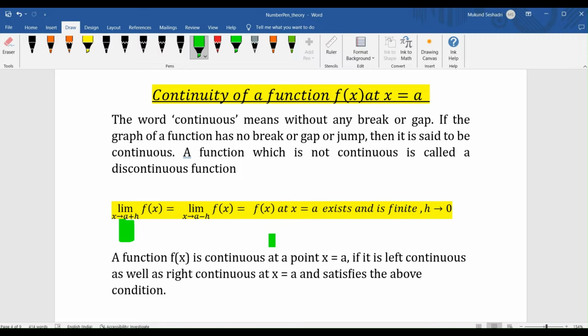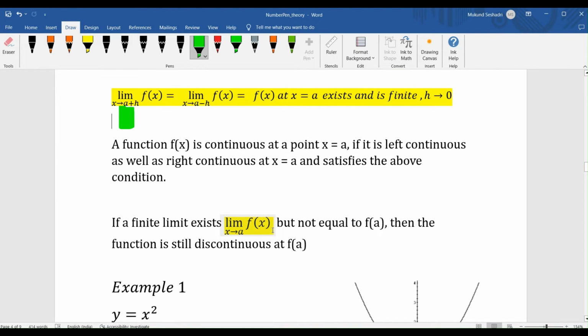Now I'll help you understand this with a few examples along with their graph because it becomes a lot more clearer. And here is another important thing. You will come across cases where there will be a limit existing as x tends to a. It could be an a minus or an a plus, which means it could be a left hand limit or a right hand limit, but is not necessarily equal to f of a, right? Then the function is still discontinuous at a. We'll look at a few examples in our subsequent videos.